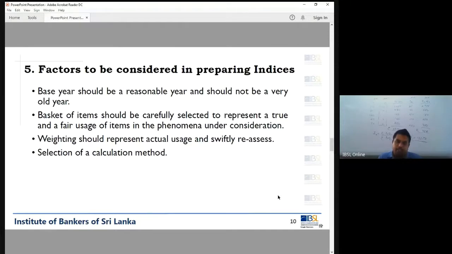Second point, the basket of items should be carefully selected to represent a true and fair usage of items in the phenomena under consideration. This is a very trivial point in any index computation. So the pricing, I reiterate, the pricing is something which you cannot change.